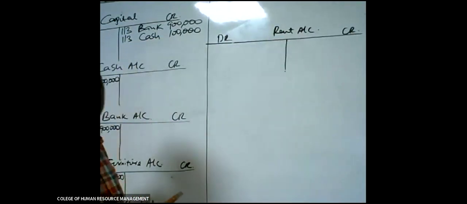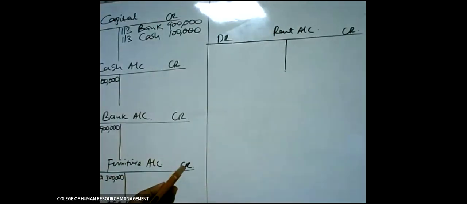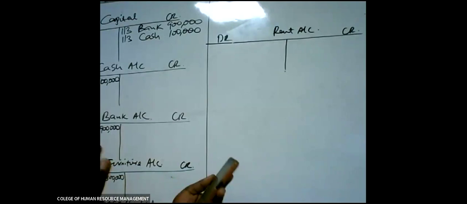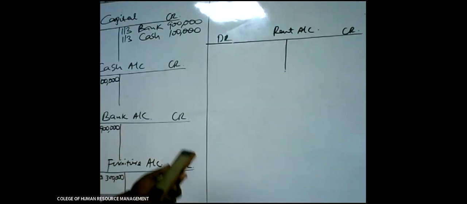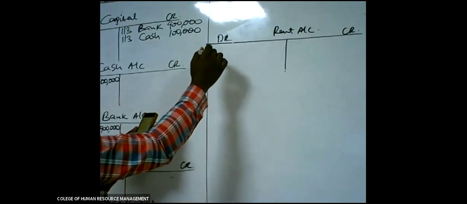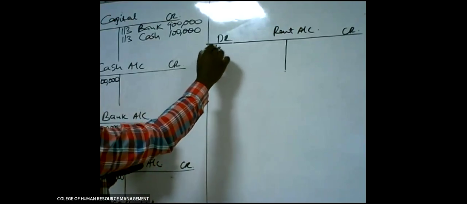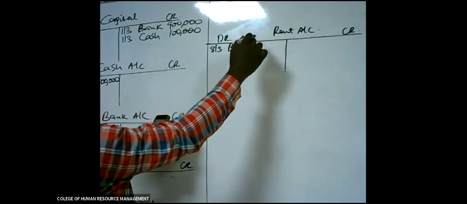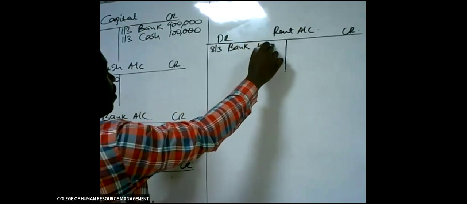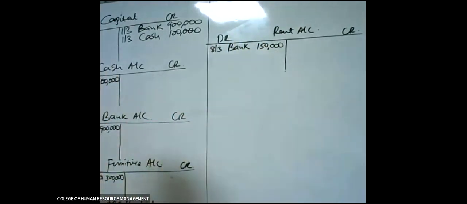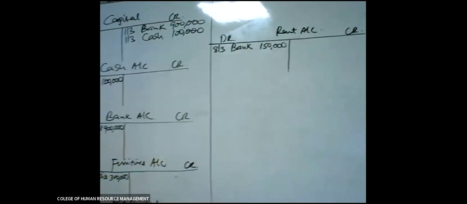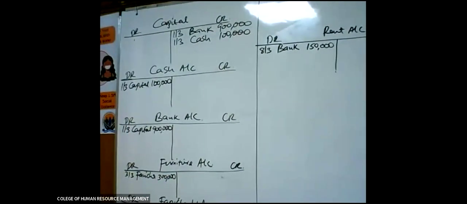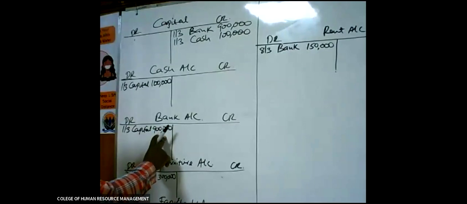How did we pay this rent? This rent has been paid by check. All the expenses are normally debited when they are paid. So you come here and say, 8th of March, paid through the bank, 150,000. So that simply tells you we have spent the cash in the bank. The bank balance is reducing.